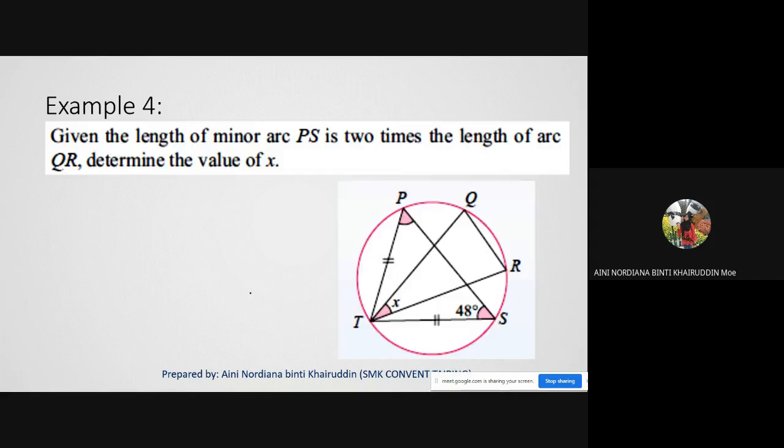Example 4. Given the length of minor arc PS. So, this is PS. So, which one is the minor arc? You tengoklah mana yang kecil. So, this is minor arc, sebab ni lebih kecil. Yang ni, ni major arc, sebab lebih besar. So, minor arc PS is 2 times the length of arc QR. Okay, this is QR, PS is 2 times. Determine the value of X.